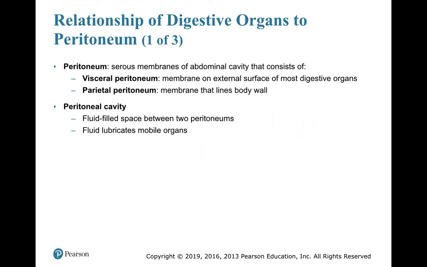The peritoneum is a serous membrane of the abdominal cavity that has, as all serous membranes do, a visceral and parietal layer. The visceral peritoneum is on the external surface of most of the digestive organs. The parietal peritoneum is the membrane that's on the body wall. The space between them is filled with serous fluid, and that fluid, as usual, helps to lubricate the organs so that when they are moving around in the process of doing what they do, there is less friction.